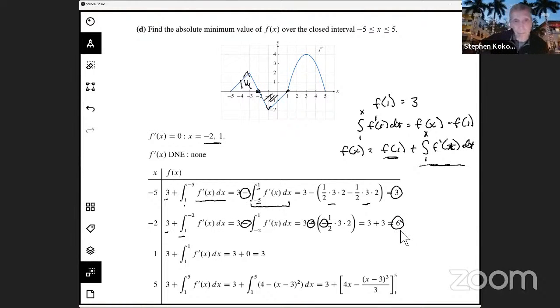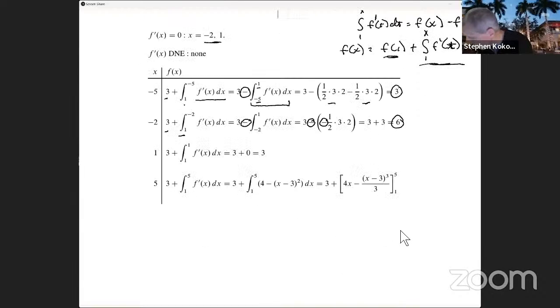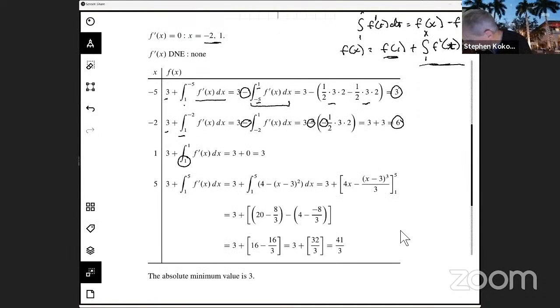How about that? F of 1 is really easy to compute. I'm going to arrow down just a little bit if I can here, Curtis. F of 1 is pretty easy to compute because we have an integral from 1 to 1. That's just 0, so that's 3. And now, how do we get f of 5?